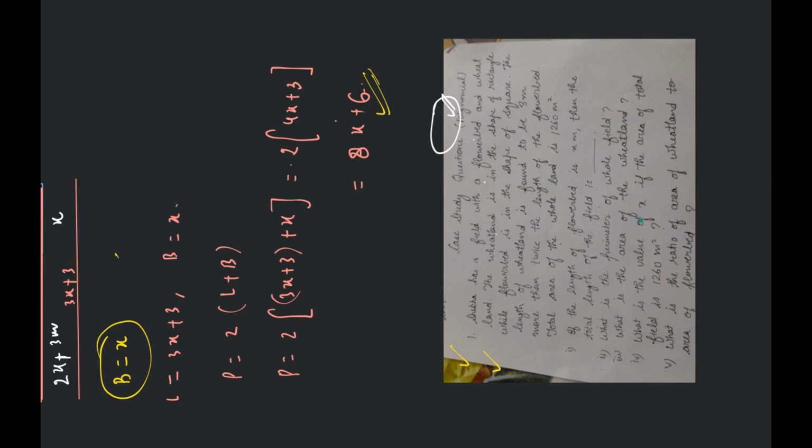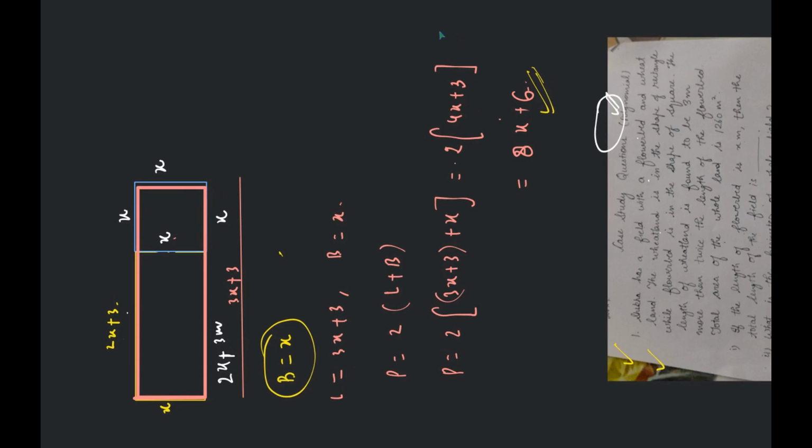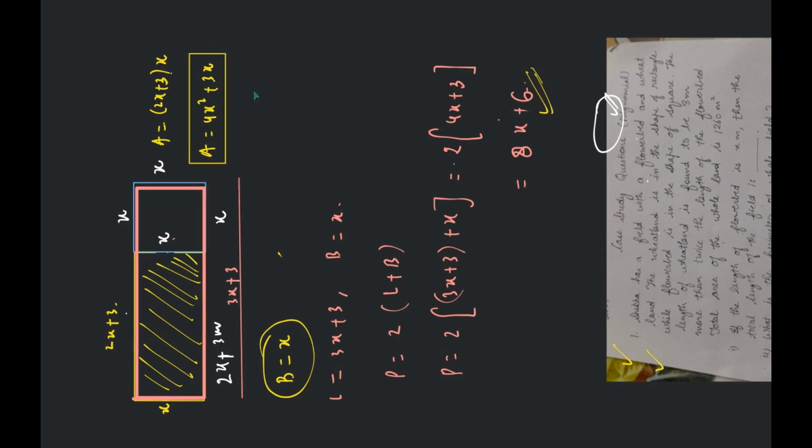Now tell me the third part. What is the area of the wheatland? Area of the wheatland. Now tell me. The wheatland is this much. Okay. Length into breadth. That is 2x plus 3 into x. So area will be 4x square plus 3x. You understand? Okay. So third is completed.